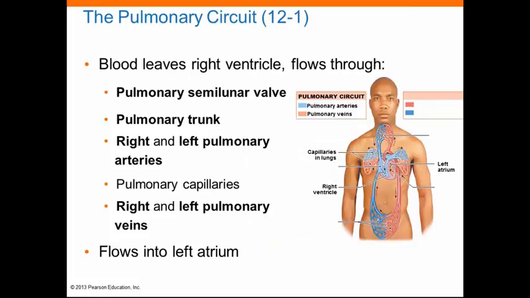Now let's talk about the two circuits, starting with the pulmonary circuit. In the pulmonary circuit, blood will leave the right ventricle of the heart and flow through the pulmonary semilunar valve. It then enters the pulmonary trunk. The pulmonary trunk branches into the right and left pulmonary arteries. The blood will then reach the pulmonary capillaries where gas exchange will occur inside of the lungs. The blood that is now oxygen-rich will enter the right and left pulmonary veins and flow back to the heart into the left atrium.